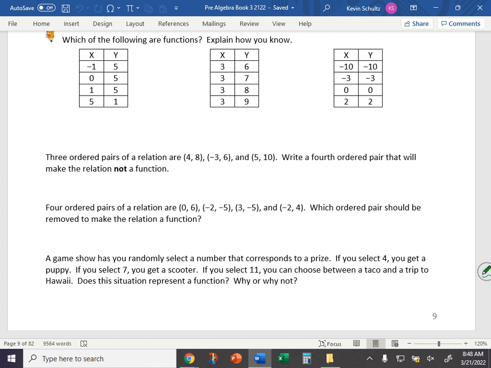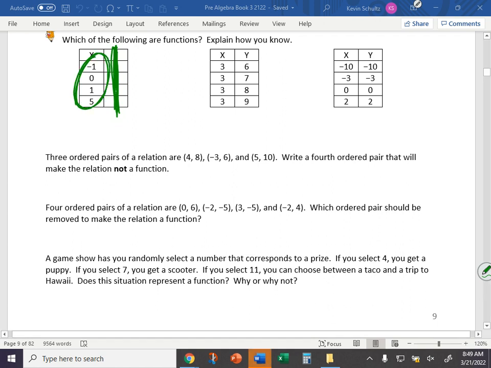Which of the following are functions? Explain how you know. The first one, -1, 0, 1, and 5 for the x, 5, 5, 5, and 1 for the y. Raise your hand if you say, yay, function. Raise your hand if you say, nay, not function. The yay functions are correct. Why? John? Because -1 is not the same as 1. Right. -1 and 1 are different values, meaning they're different people, right? So even though y repeats, we don't really care about this column at all. We can ignore it completely. When it comes to functions, we're looking at, does x repeat? And since it does not repeat, it is a function.